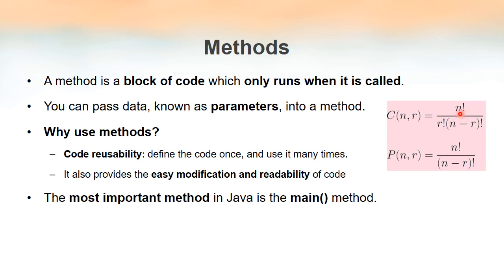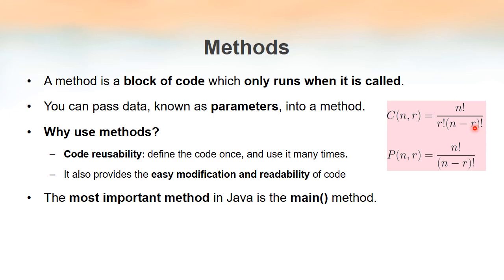Then if you want to find out n factorial, what you have to do? Just call that factorial method, pass this value of n as the parameter, then that method will give us back the value of n factorial. Similarly, if you want to find out the factorial of r, just call that method, pass this value r, we will get back the result as r factorial. Similarly, n minus r factorial also.